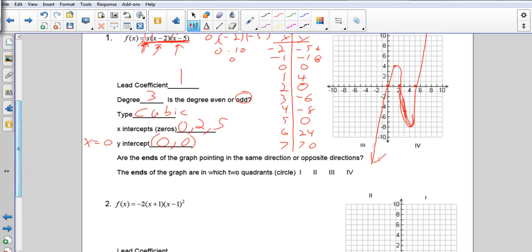Now, are the ends of the graph pointing in the same direction? Well, no, opposite directions. One's going to negative infinity, one's going to positive. The ends of the graph are in which two quadrants? Well, this is quadrant 1 up here, quadrant 2, quadrant 3, and quadrant 4. So we have quadrant 1 and quadrant 3.